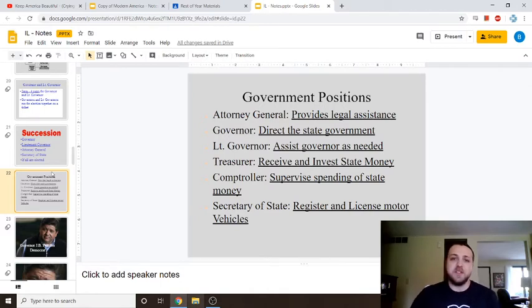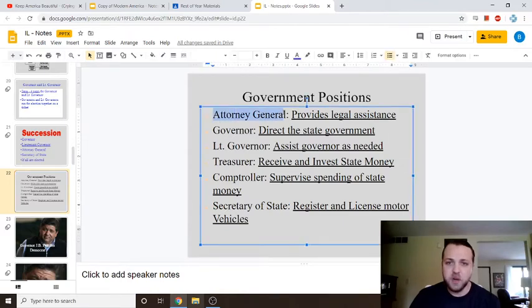Government positions. Here's the executive positions in our executive branch. Much like the federal government, who has an attorney general, William Barr, the Illinois government also has our own attorney general. They provide legal assistance to the governor. It's directly how you'll see it on the test. This is a matching section. The governor directs the state government. They're the head of the executive. Just like a president directs the federal government, a governor directs a state's government. A lieutenant governor assists the governor as needed, just like a vice president assists the president in any way they need.